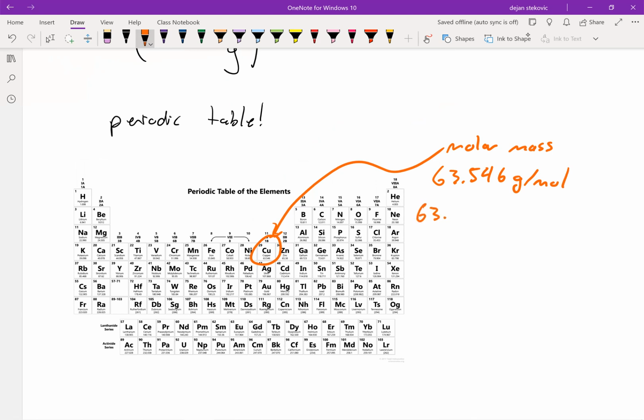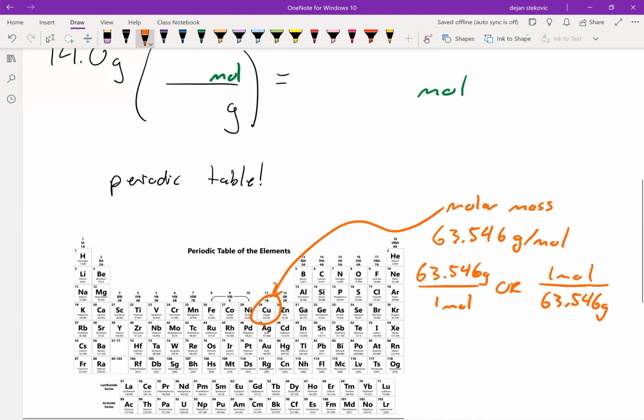So we can write that as 63.546 grams over 1 mole. Or we could write that as 1 mole over 63.546 grams, right? So if you want 1 mole of copper, you need to weigh out approximately 63.546 grams.